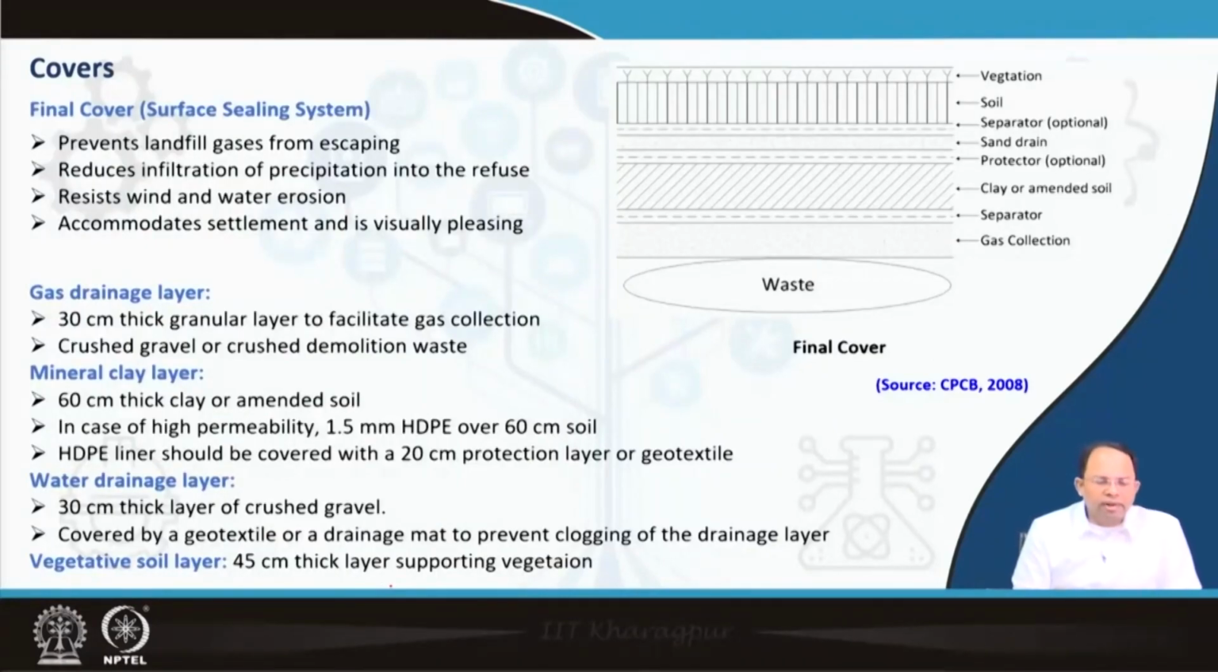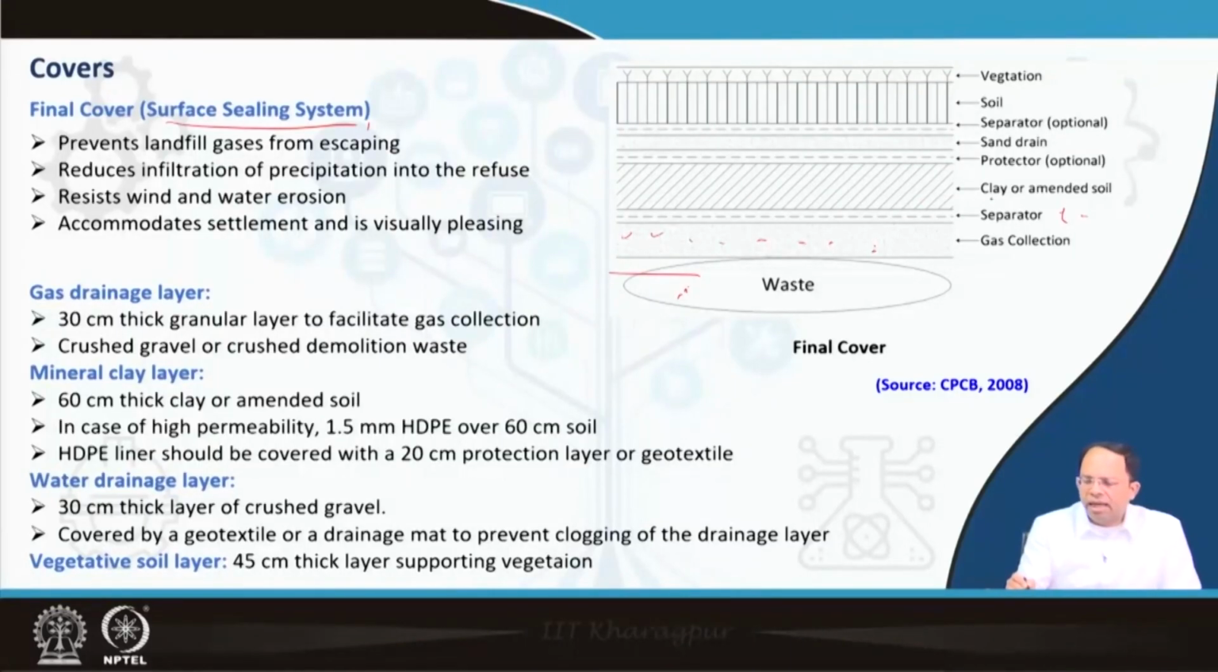So this is how the final cover looks. It is also known as the surface sealing system. So we have waste at this layer, then we have a gas collection layer, again made of some gravel. Then there is a separator layer. Separator layer could be geosynthetic, textile with some amount of amended soil inside it, sandwiched, right?